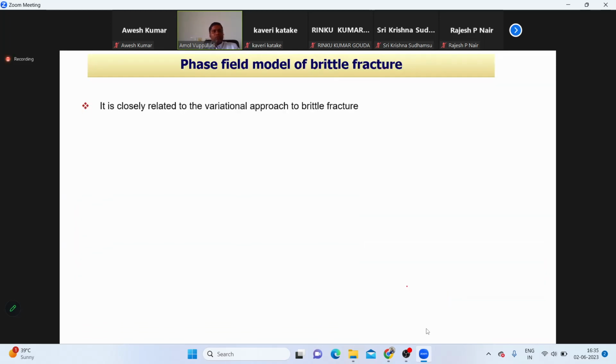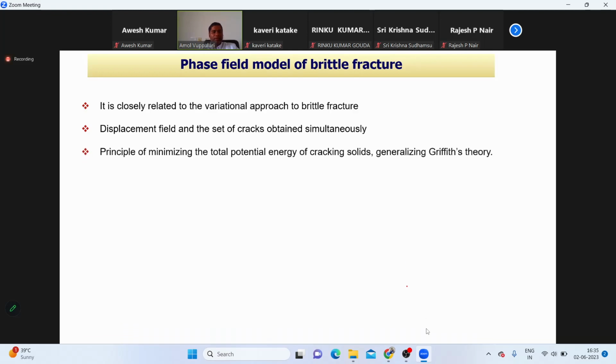Okay. So now I'm going to talk about phase field model of a brittle fracture. The entire presentation from now will cover some of the aspects of phase field model of the brittle fracture. This phase field model of brittle fracture is closely related to the variational approach of brittle fracture. Displacement field and the set of crack obtained simultaneously. It uses the principle of minimum potential energy, which is nothing but the Griffith theory. So this phase field model of fracture is inspired from the Griffith theory of fracture.